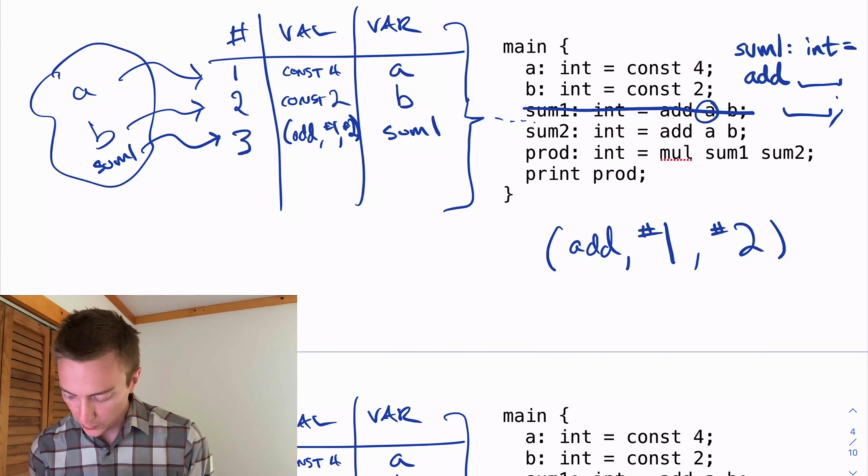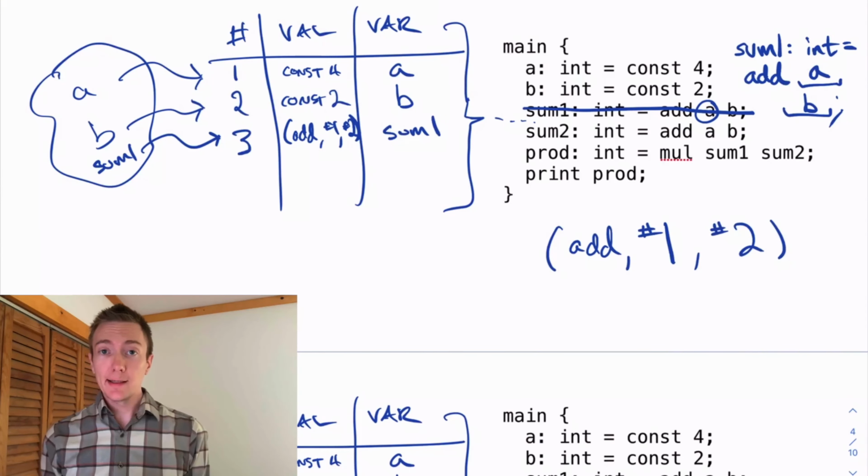To do that, I will look at entry number 1 in the table and its canonical home, which is A. So this is going to be add A. I'm going to do it again. I'm going to look at entry number 2 and its canonical home, which is variable B. Surprising absolutely nobody, we have reconstructed an instruction that looks exactly the same as the old instruction.